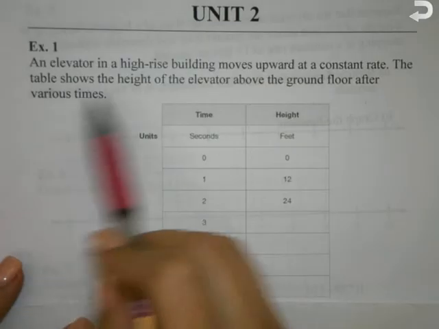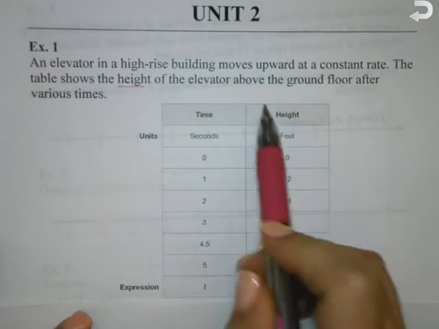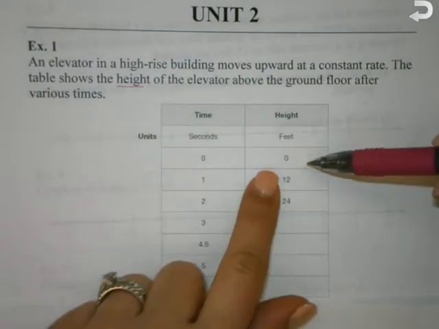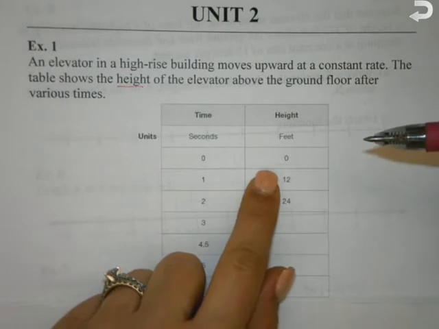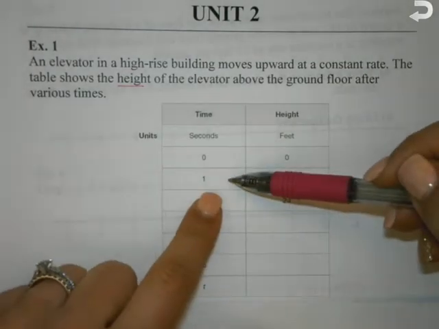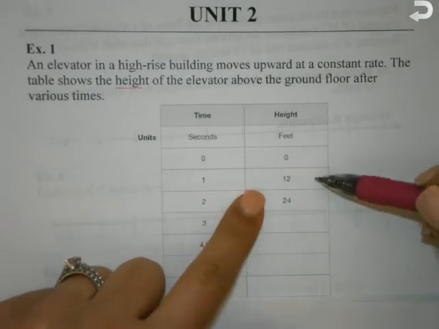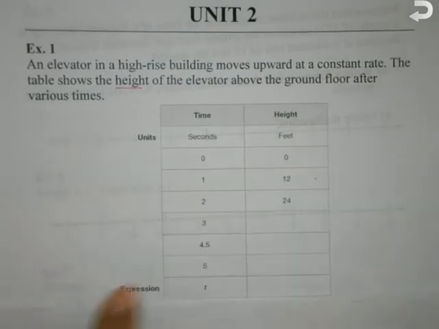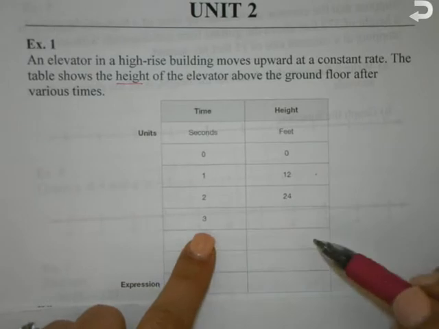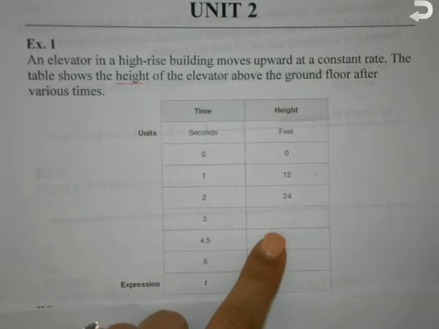The table shows the height of the elevator above the ground floor after various times. So at 0 seconds, the elevator is at 0 feet. That should make sense, right? It's on the ground. It hasn't gone anywhere. After 1 second, it has gone 12 feet. And after 2 seconds, it's gone 24 feet. So what does it look like is happening each time? Multiplied by 2. So after 3 seconds, how high would the elevator be?